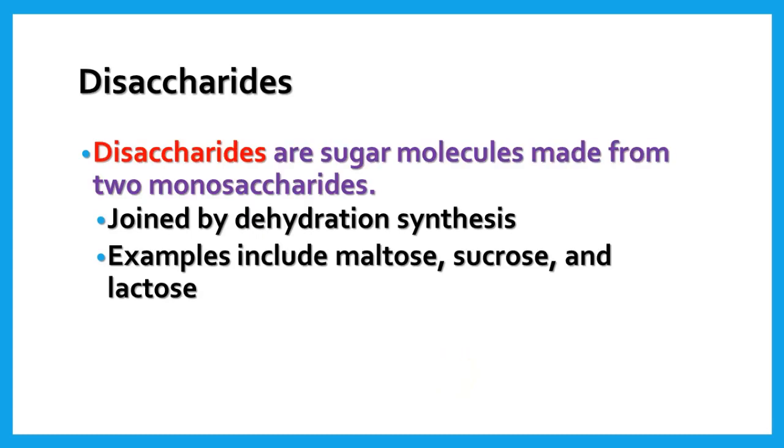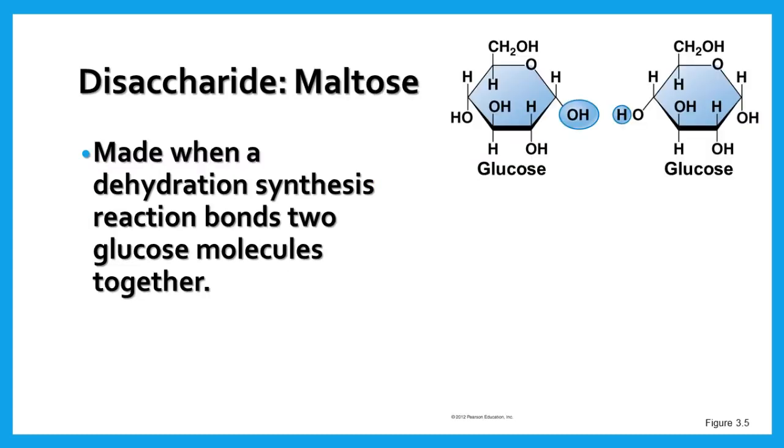Now, disaccharides are made from two monosaccharides joined together by dehydration synthesis, as we learned in the last lesson. There are lots of examples of disaccharides. Maltose is one, malt sugar. Sucrose, which is the table sugar that we use when you put sugar in your iced tea or sugar on your Cheerios for breakfast in the morning. And another one is lactose, which is found in milk and other kinds of dairy products. Those are all disaccharides made from two monosaccharides that are put together by dehydration synthesis.